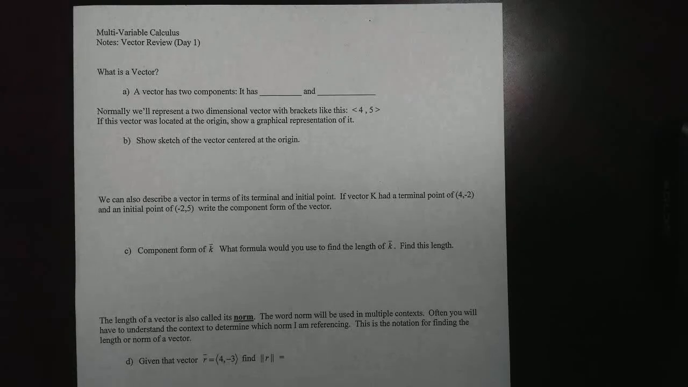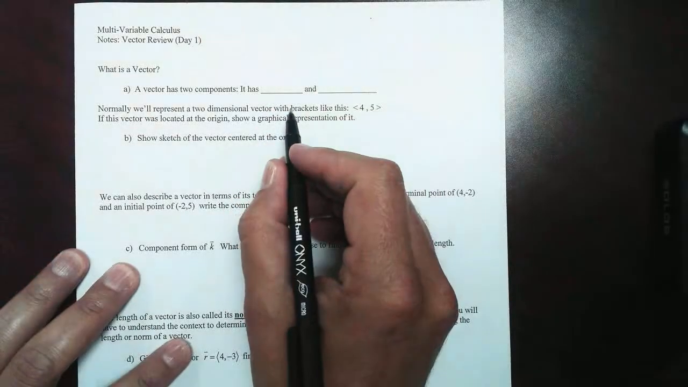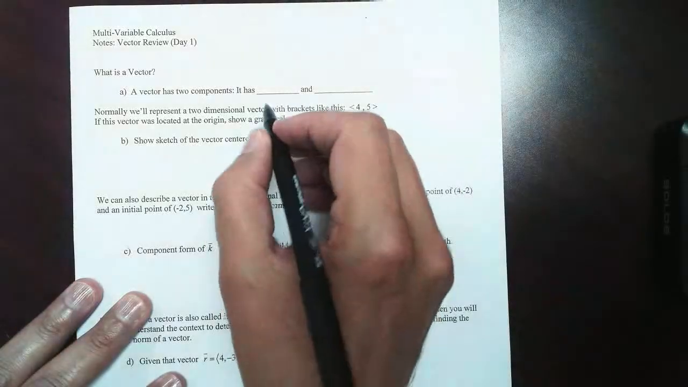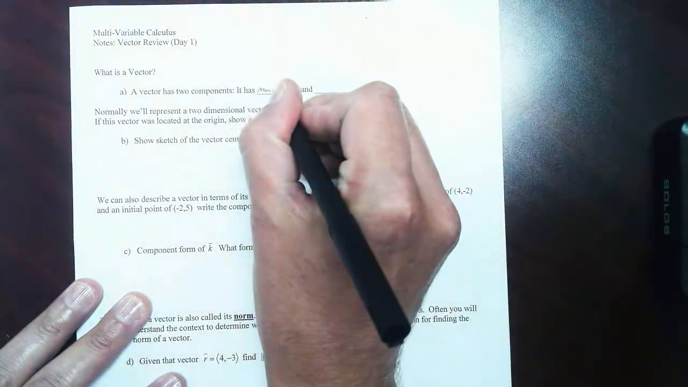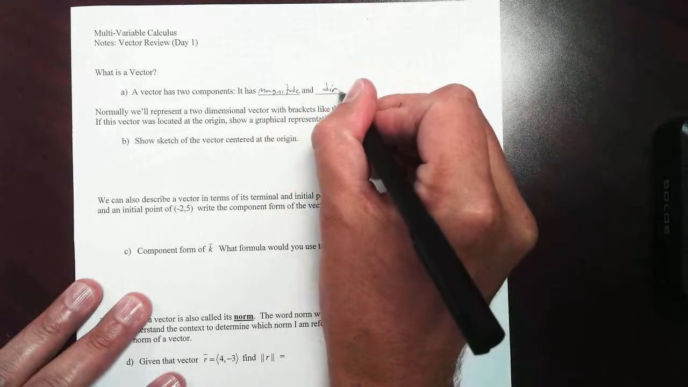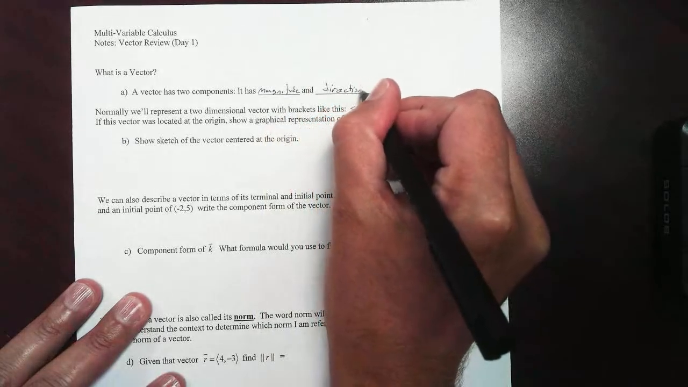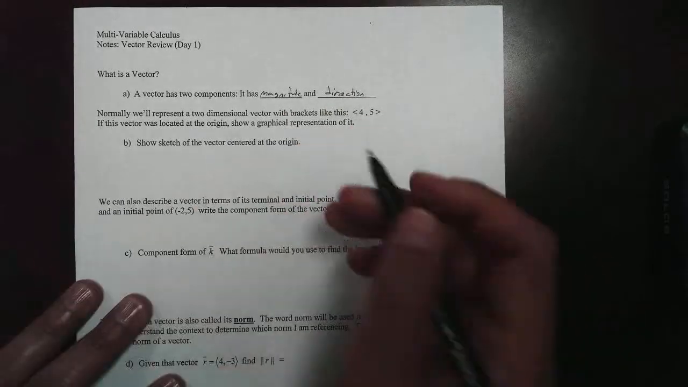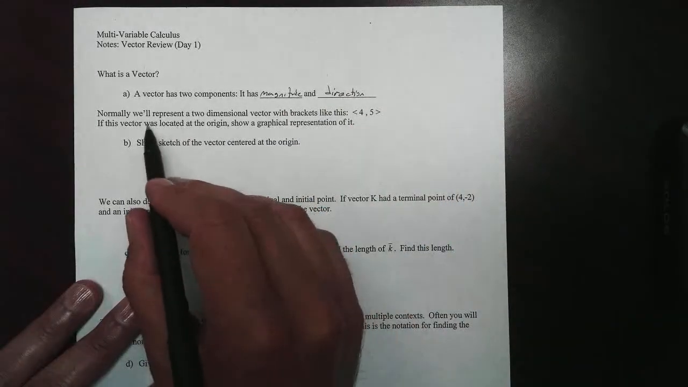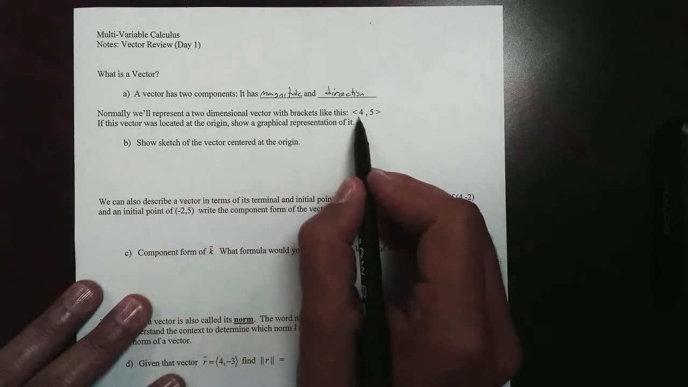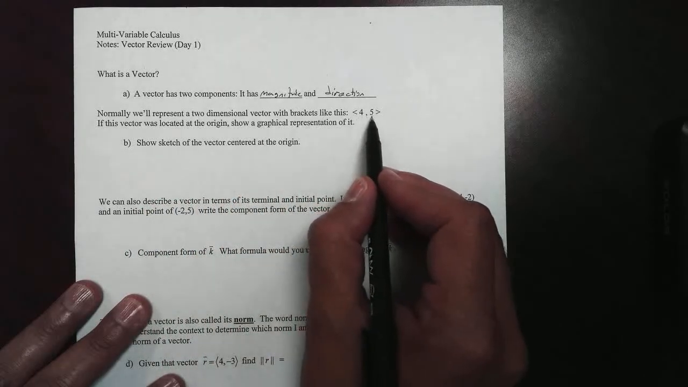First of all, let's talk about what a vector is, in case you might have forgotten it. If you're like me, physics was not your strongest subject. A vector, basically, has two components. It has what's called magnitude and direction. In other words, it has a length and a place, and we can find out where it's going. Normally we'll represent a two-dimensional vector with these brackets called chevrons, like 4, 5.